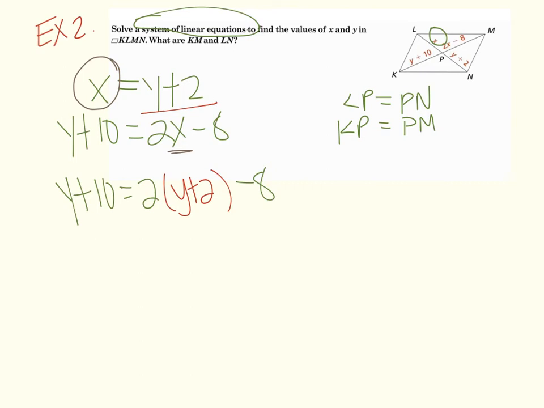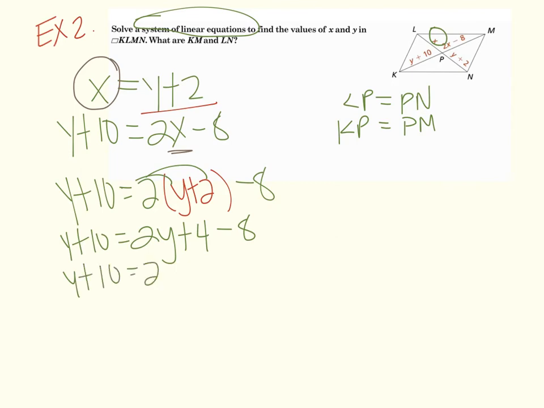So I'm going to go ahead and do the algebra here. Y plus 10 is equal to, distribute that, 2y plus 4 minus 8. Y plus 10 is equal to 2y minus 4. Subtract the y from both sides: 10 is equal to y minus 4. Add the 4 to this side, so 14 is equal to y. So we end up getting that y is 14.